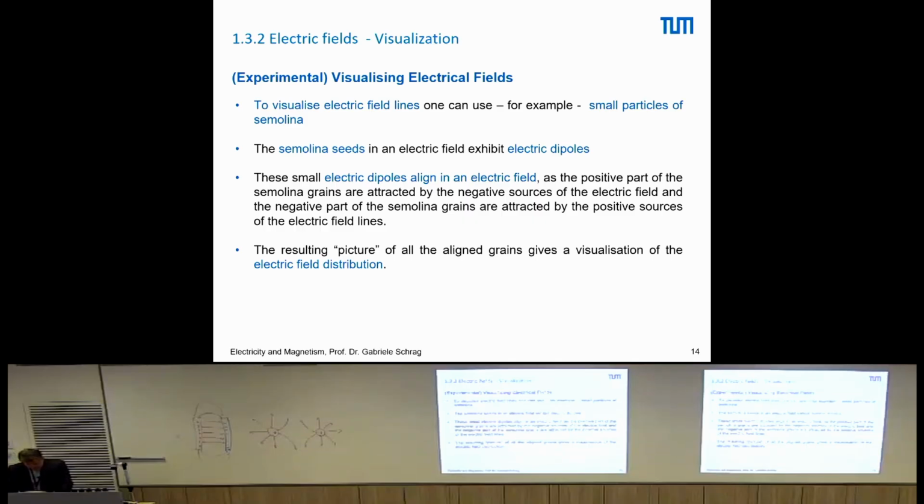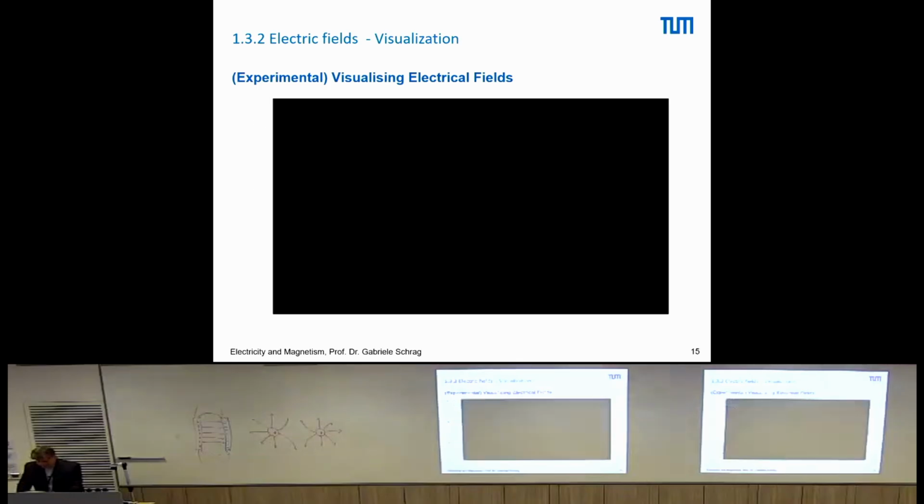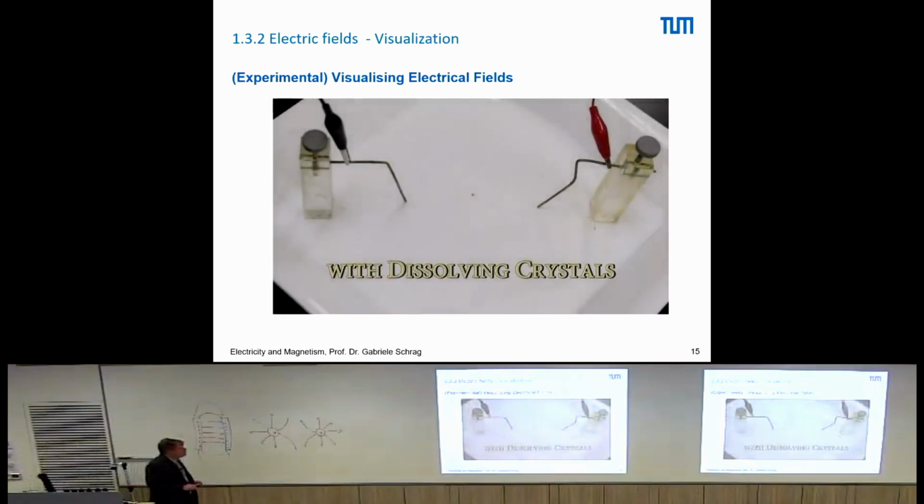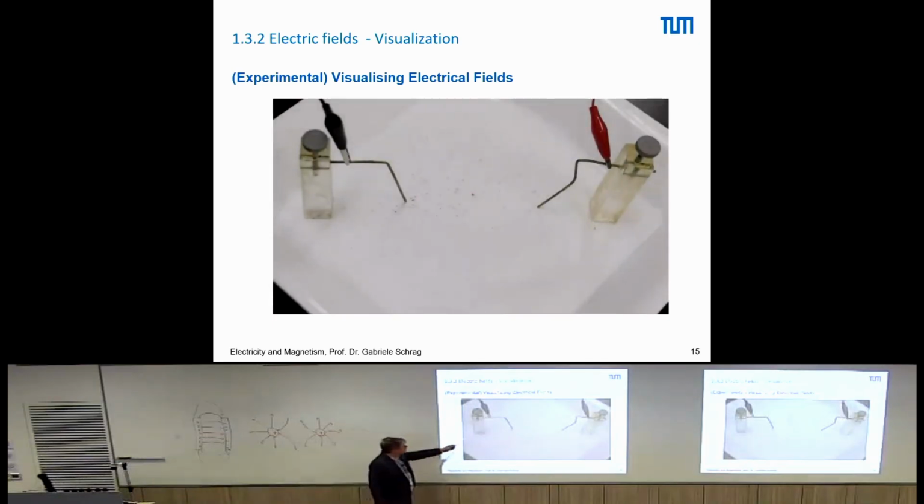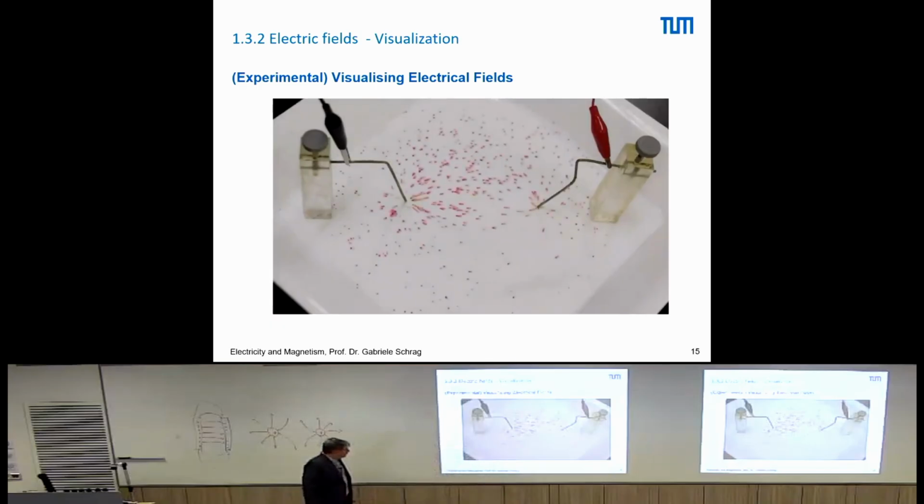This is, however, not with semolina seeds, but with some kind of crystals that are placed into some liquid, and there are some electrodes placed into this liquid, and you have some high voltage. Then these small crystals align with the field. This is actually some video you can find online also. You sprinkle these crystals in there, and they start to align themselves, respectively distribute a little bit in this liquid.